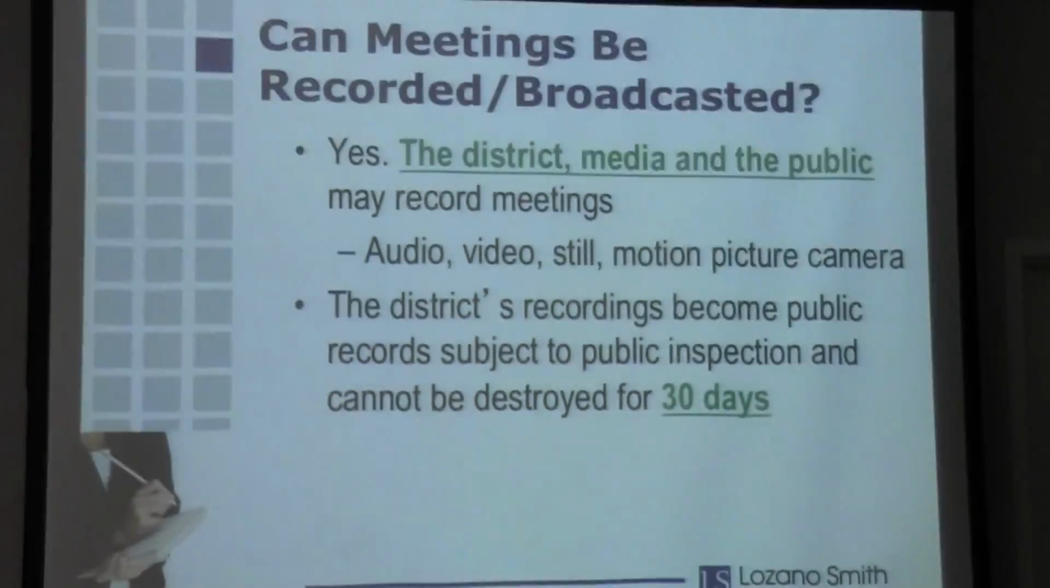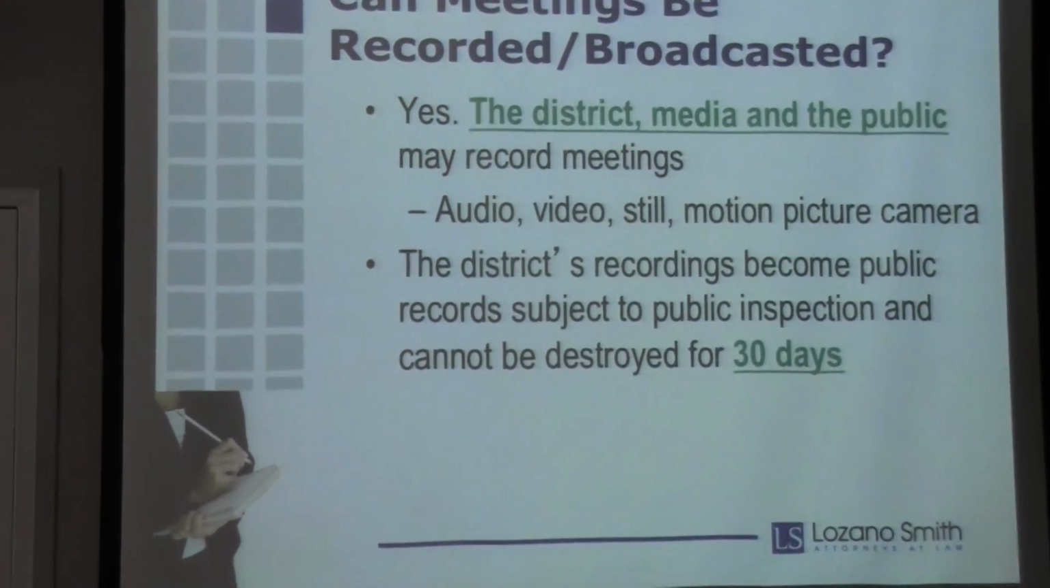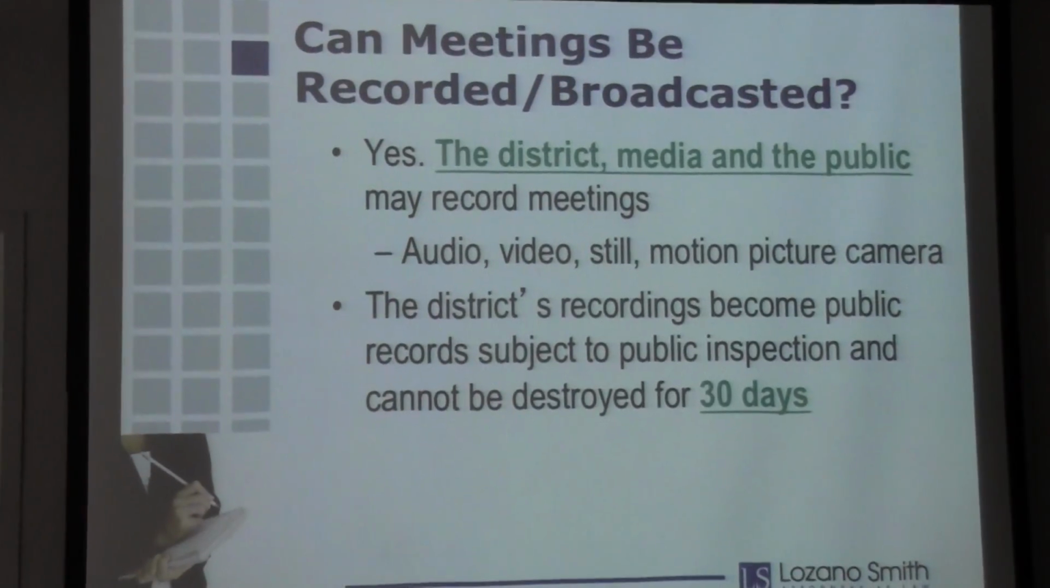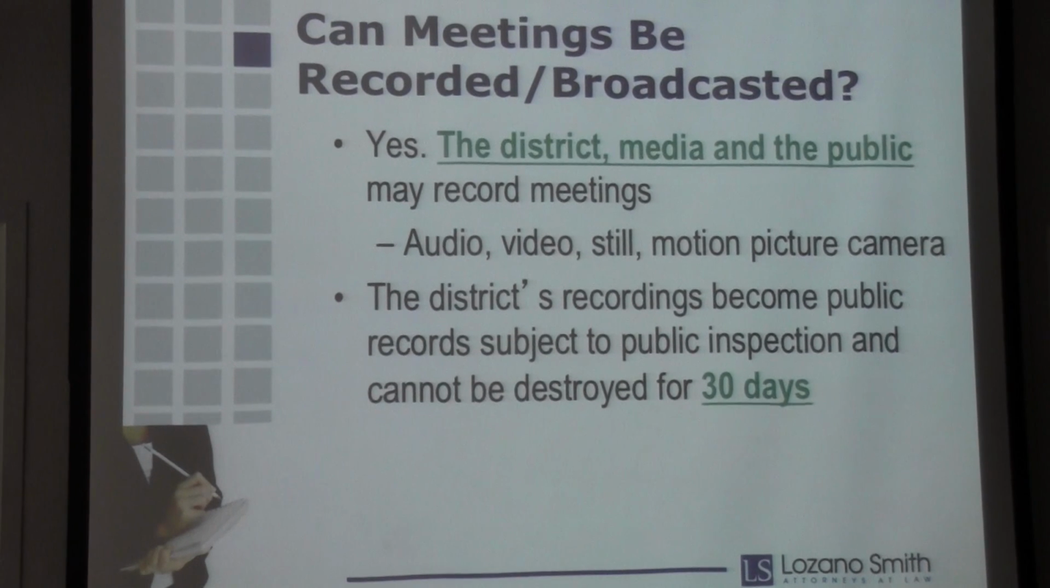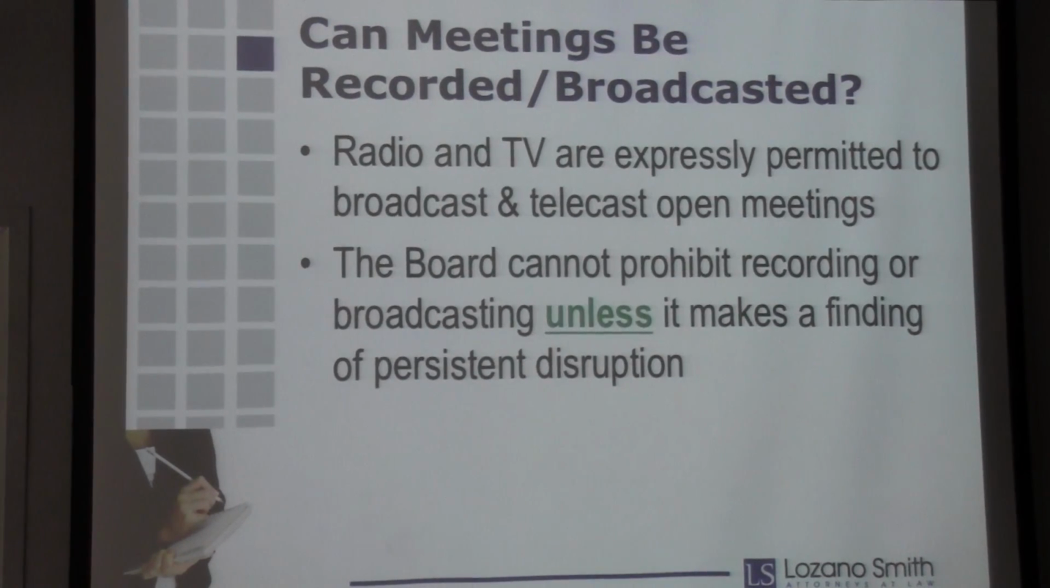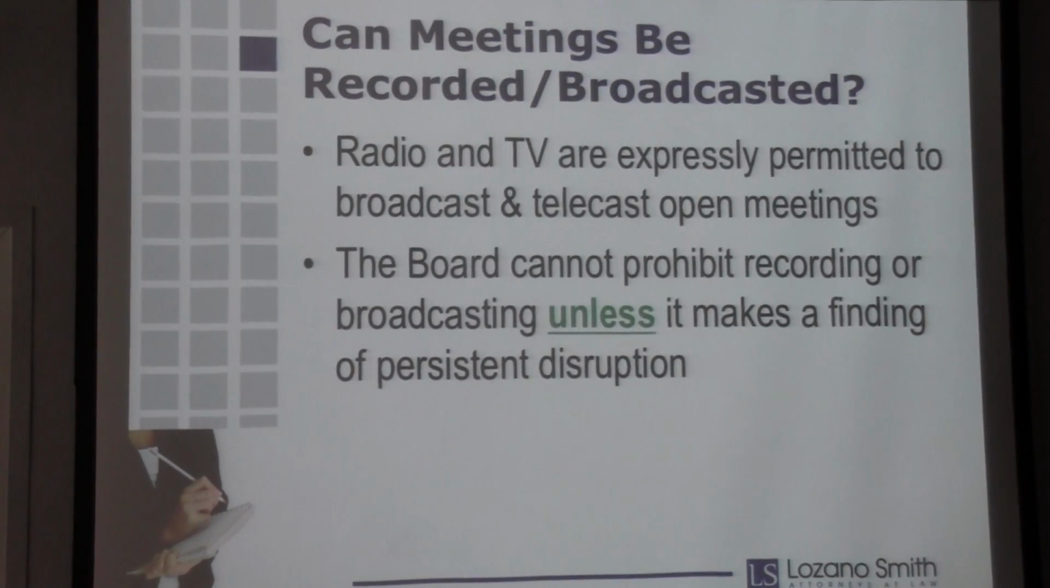Side note, if you record your own meetings, which some districts do, you're supposed to keep those for 30 days. If you have the media there or the radio there and they want to broadcast your meeting, they're allowed to do that.